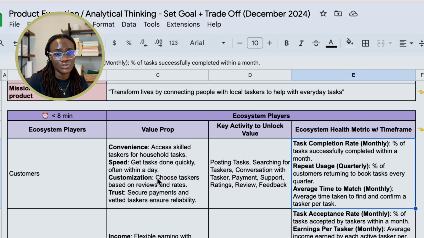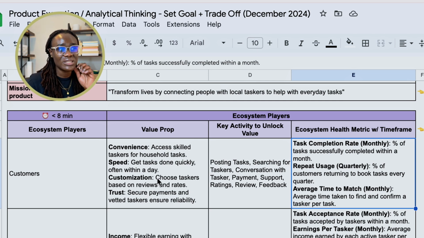So there's a level of trust that they get versus just relying on a signpost on the streets and hoping that the tasker is good. For them, posting their tasks, searching for taskers, and having conversations are the activities that they need to do to unlock the value here. It's also important that when we're thinking about the ecosystem players, we need to think about the ecosystem health metrics for each of the ecosystem players, and there's a time frame to this.